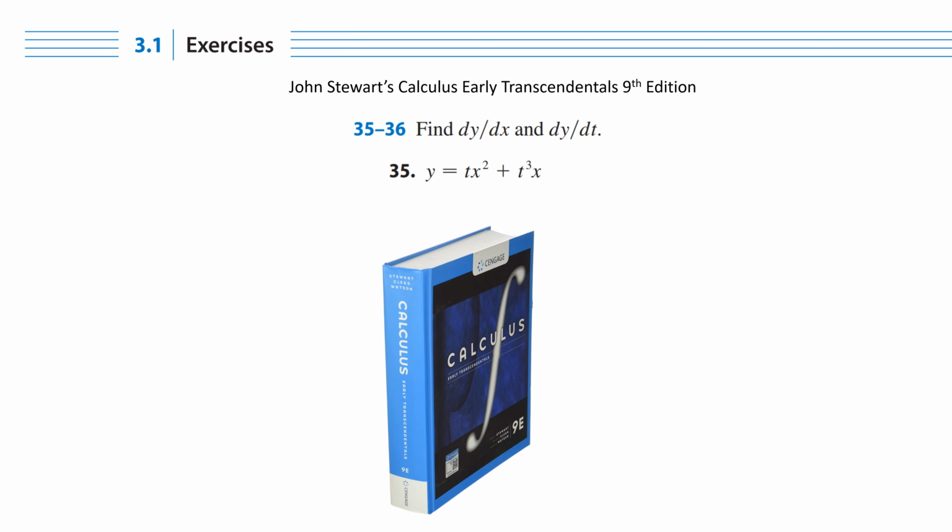We're dealing with problem number 35. The instructions say to find dy over dx and dy over dt. That means we are going to have to take two derivatives, not just one.